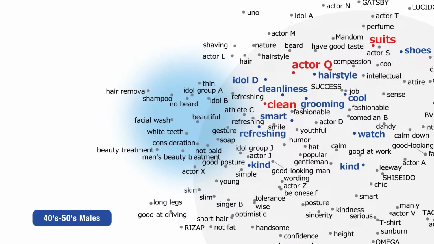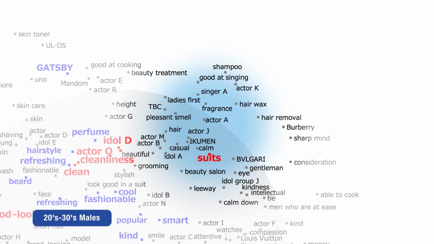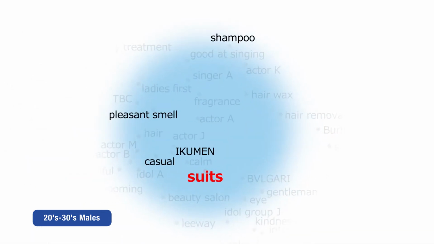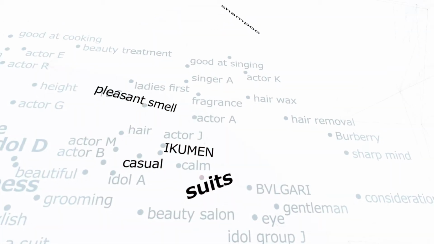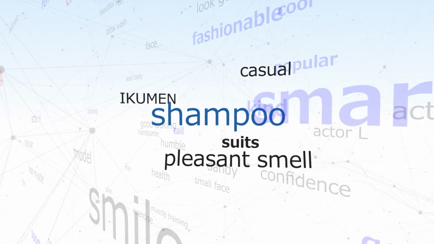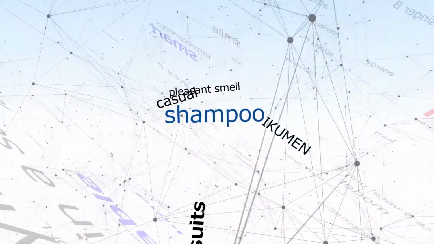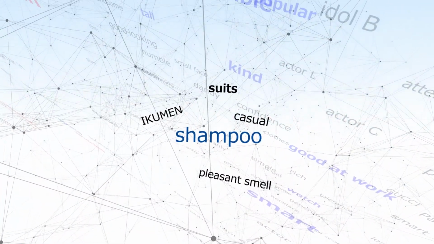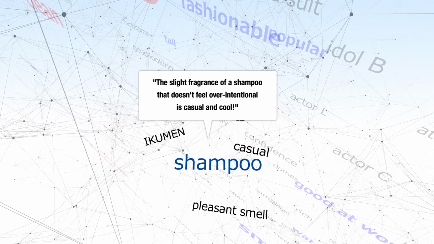Let's look at the surrounding words. Contrary to the positioning close to soap among the men in their 40s and 50s, in the 20s and 30s men's map, we see surrounding words like casual, ikumen, men who take care of their kids, suits, and pleasant smell. We can connect these elements together and attempt to imagine their feelings. And now we have managed to grab a spark of insight.